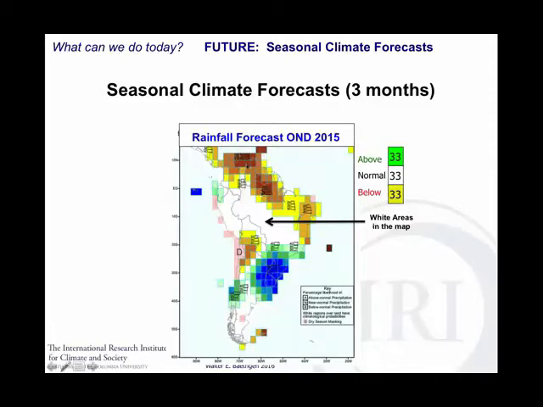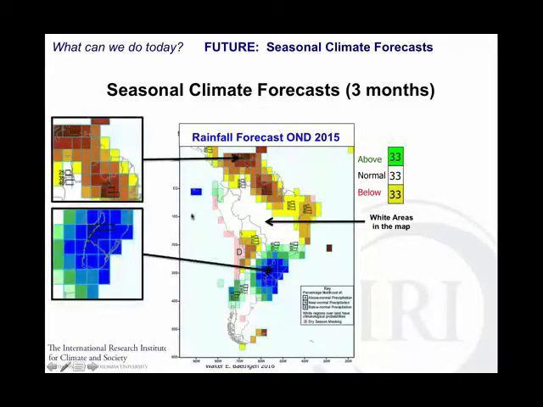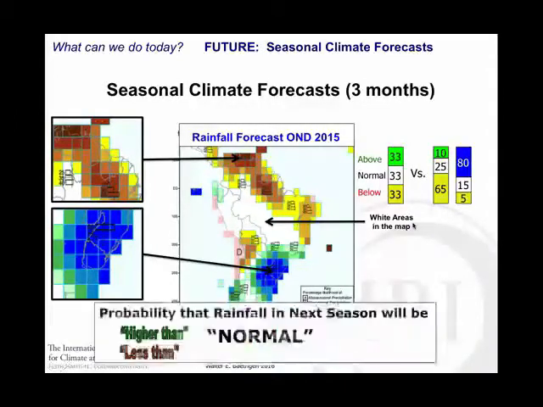But then there are other areas in the maps with colors. Here in Northern South America and here in Southeast South America. In those regions, for example, in Northern South America, the chance of getting rainfall below normal is 65%, so twice as much as the historical. And the chance in Southeast South America of getting rainfall above normal is 80%. So this is what seasonal rainfall forecasts say.